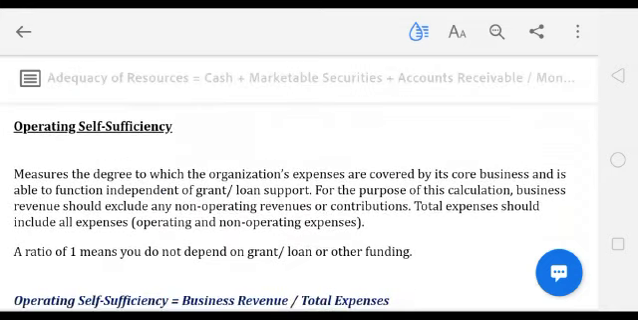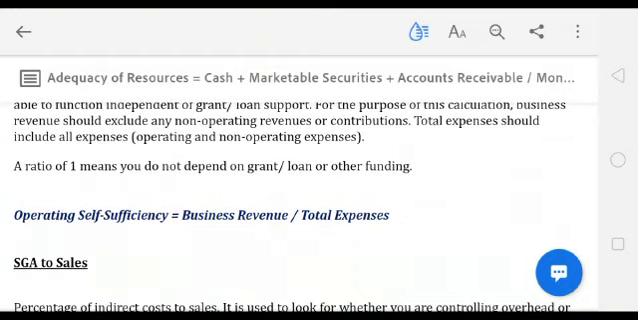Now the next one is operating self-sufficiency. It measures the degree to which the organization's expenses are covered by its core business and is able to function independent of grant or loan support. For the purpose of this calculation, business revenue should exclude any non-operating revenues or contributions. Total expenses should include all expenses, for example, operating and non-operating expenses. If you conclude a ratio of 1, it means you do not depend on any sort of loan from the creditors or lenders or any other sort of funding. Operating self-sufficiency can be calculated by dividing business revenue by total expenses.